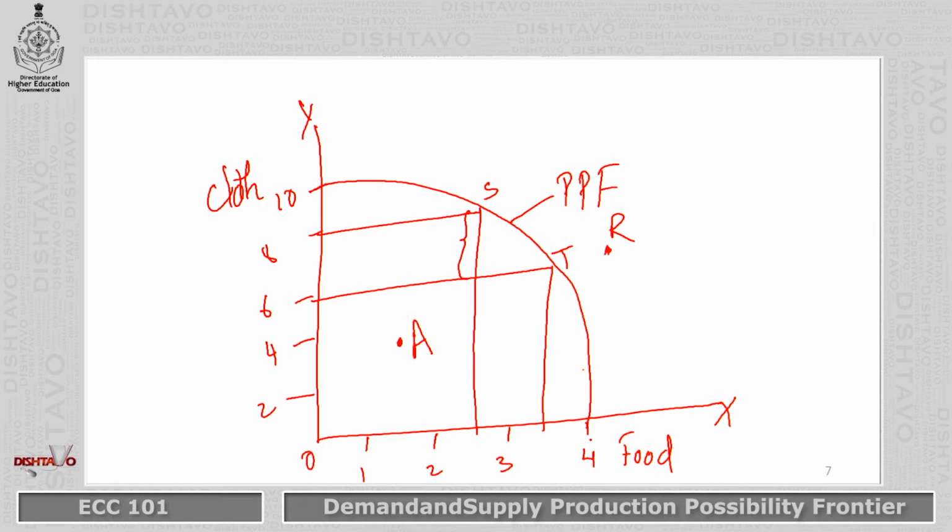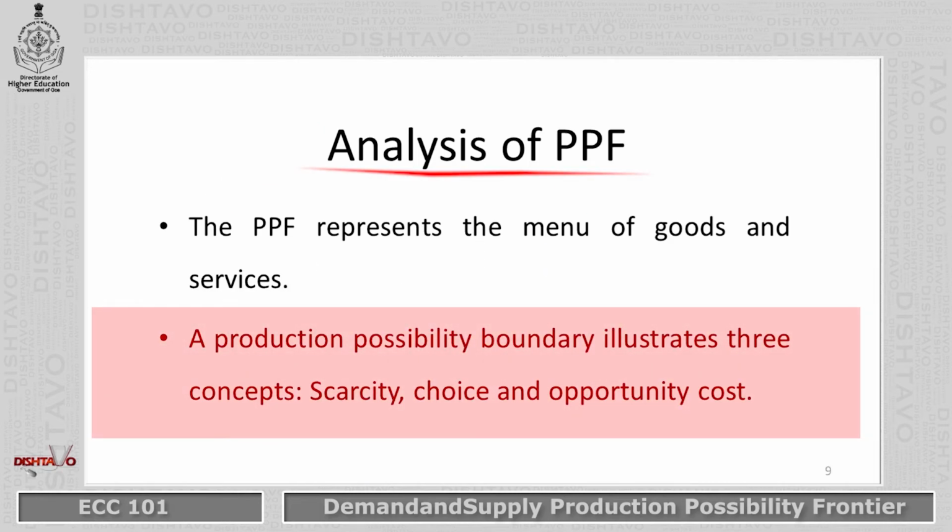So, this curve illustrates scarcity, choice and opportunity cost. I can choose the combination, and opportunity cost is the sacrifice I make to produce food over clothing or clothing over food. How much of one item I give up in order to produce one more unit of the other item, that is the opportunity cost. Scarcity is implied by the unattainable combinations beyond the boundary line. Just now I showed you, outside the boundary line, that R combination.